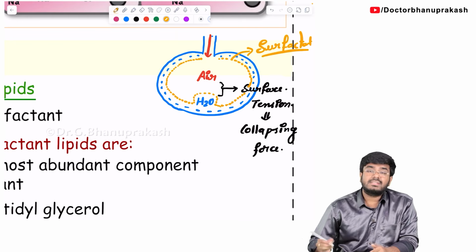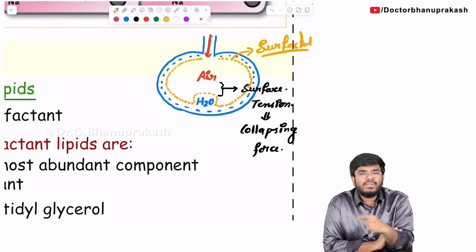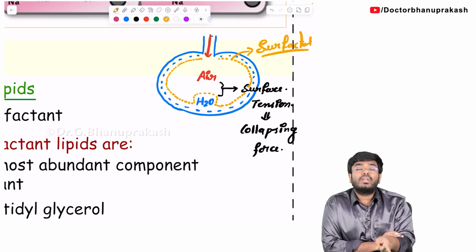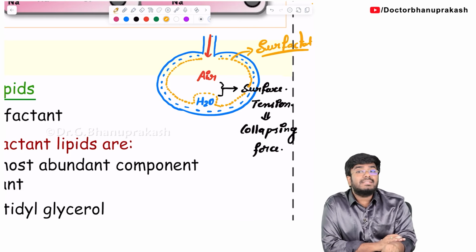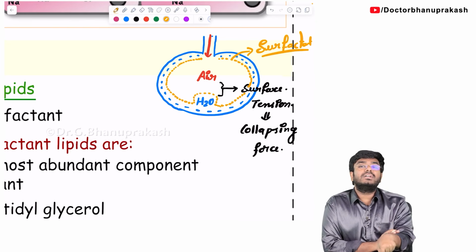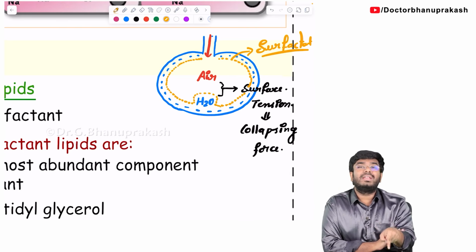Okay, here is our surfactant. So now tell me, is surfactant good or bad? It is good, sir. It is actually forming a film, separating the water from air, decreasing what? Surfactant decreases surface tension. Surfactant prevents the lung collapse. Surfactant is floating on the water. So who floats on the water? Oil. So surfactant is nothing but a lipid. It actually floats on the water, forming a film.